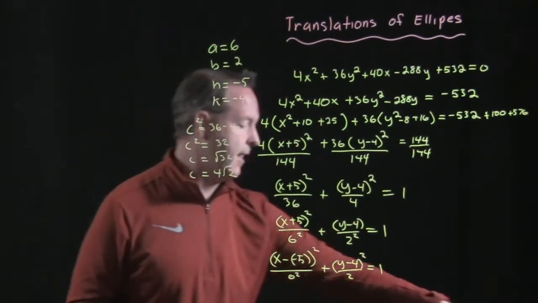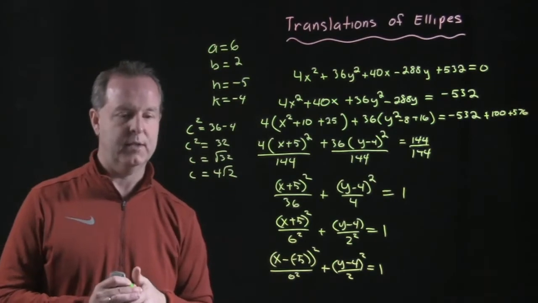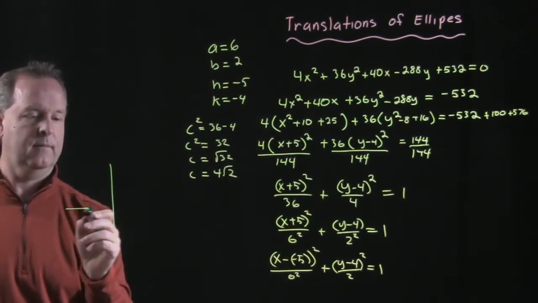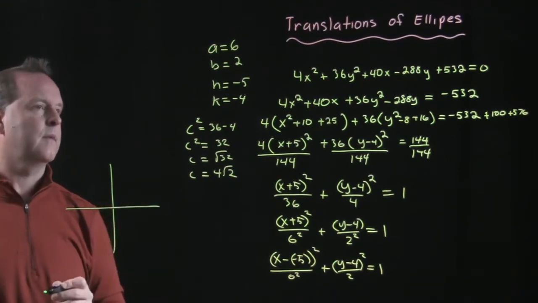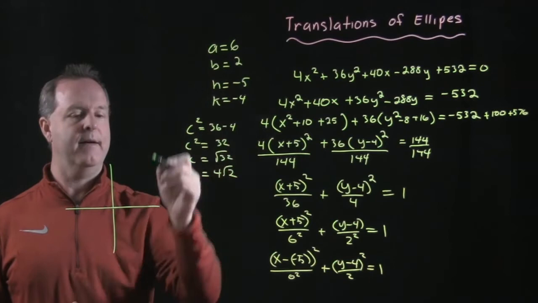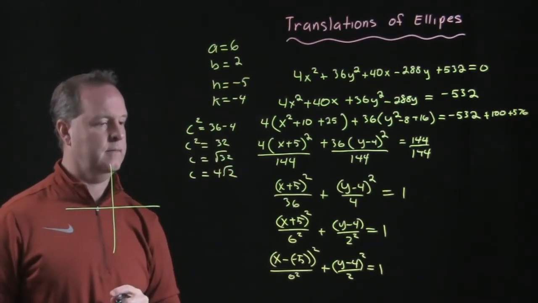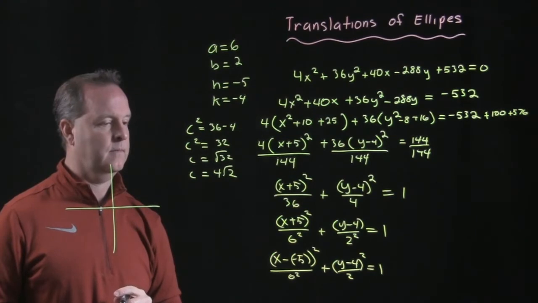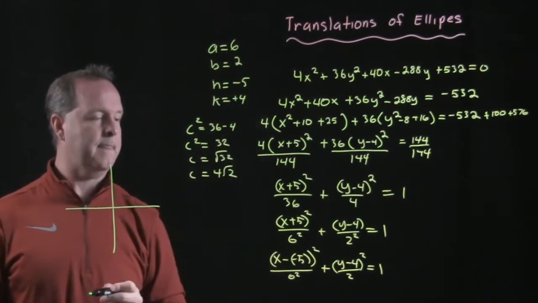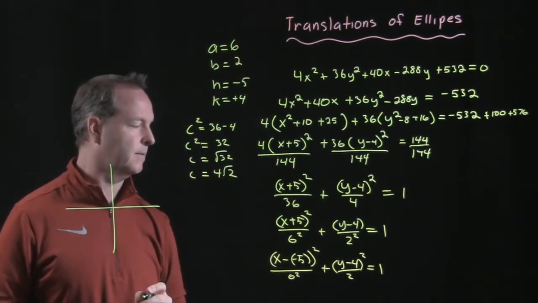Now we can go ahead and start to figure out what this graph looks like. Let's find out where the center point is first. Center point is over at negative 5 and down 4. Is that right? Well, down, k is positive 4. Thank you. Somebody out there caught that. So that's a positive 4.